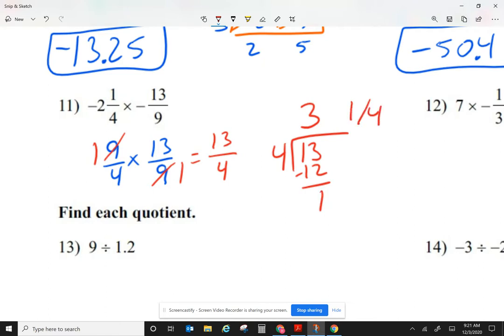When it comes to the signs, my answer will be positive because the two numbers given at the beginning were negative. They were both the same sign. So my answer would be 3 1/4. Don't forget that on my homework, when you're typing this, don't forget to type a space between the whole number and the fraction. So 3 space 1/4. Notice for the fraction, I'm using the slash.